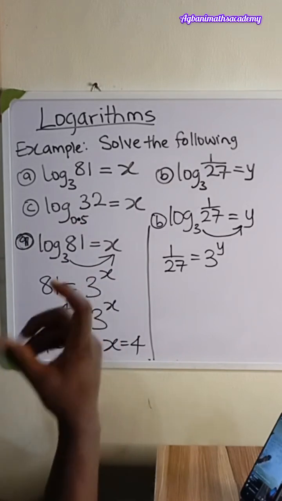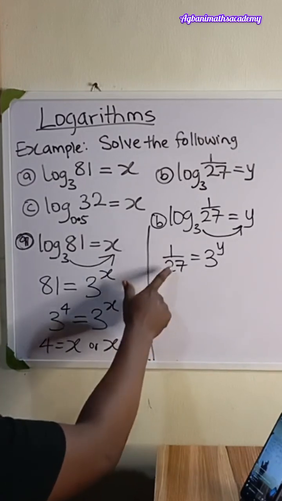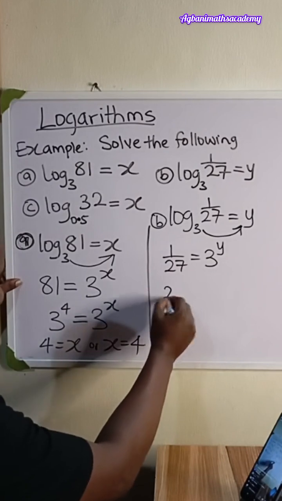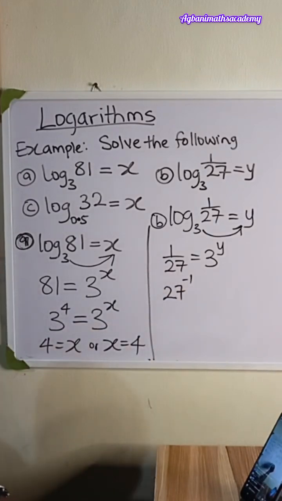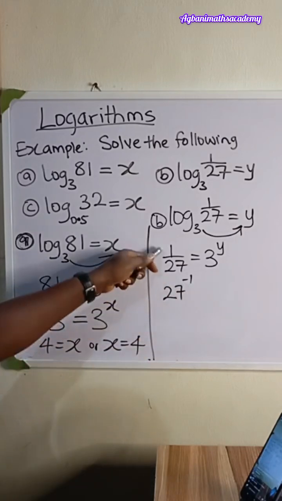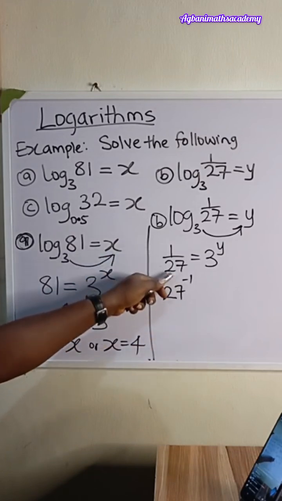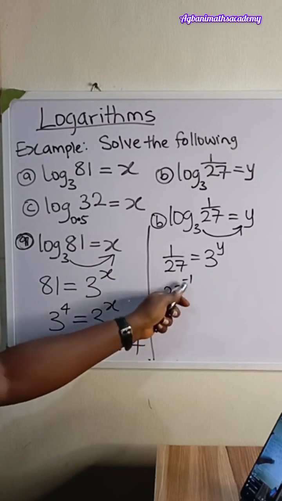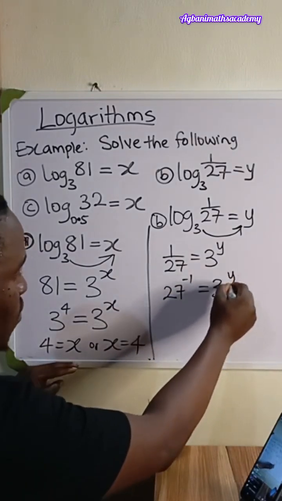But from what we've learned, let's continue. From what we've learned in indices, 1 over 27 is the same thing as 27 to the power of minus 1, right? Because a negative exponent means 1 over the base. So if you have 1 over 27, you can simply write it as 27 to the power of minus 1 is equal to 3 to the power of y.